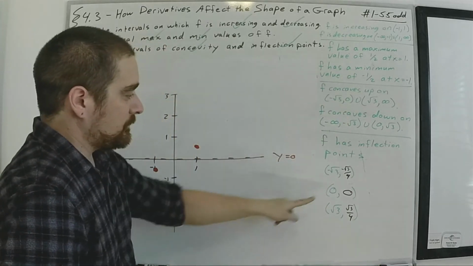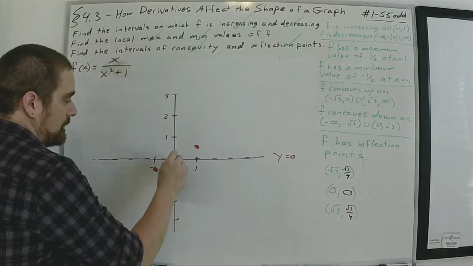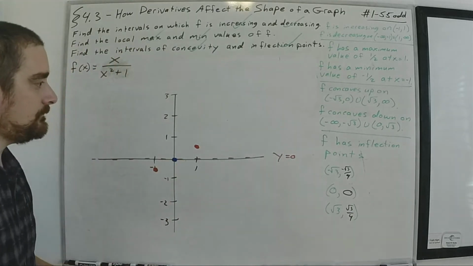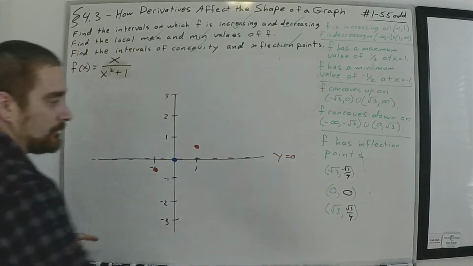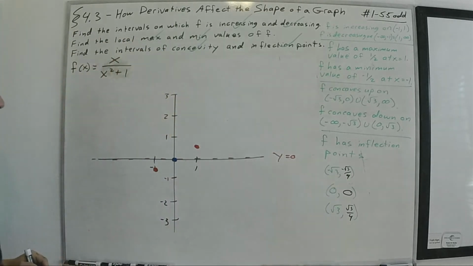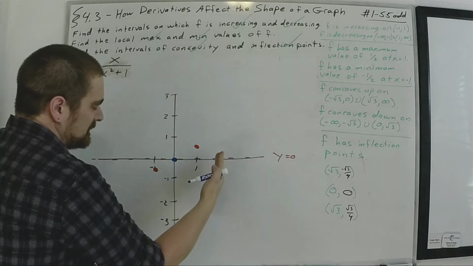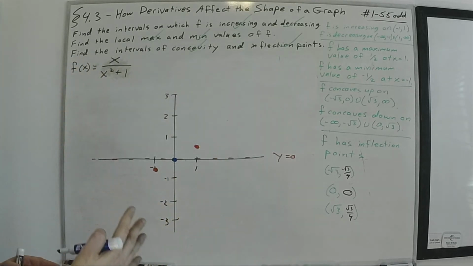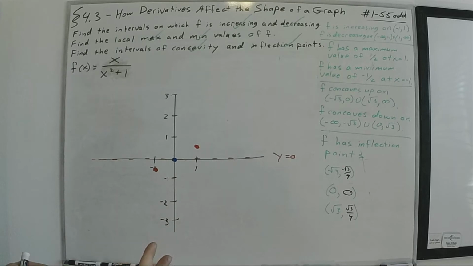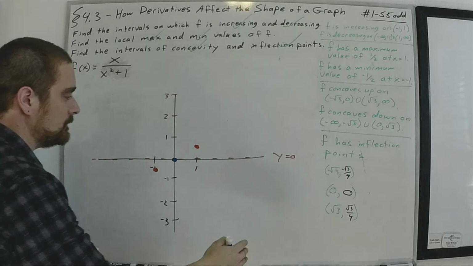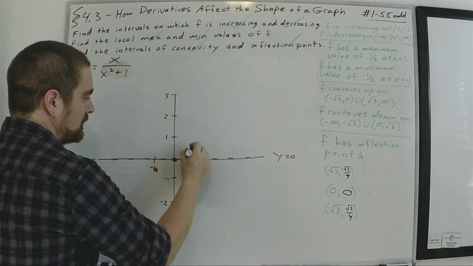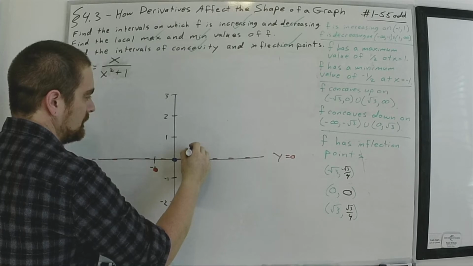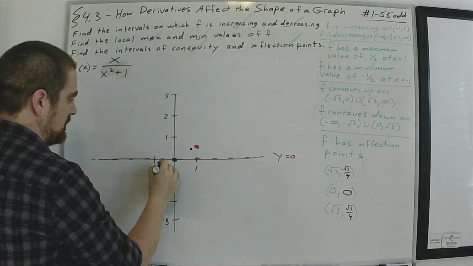This thing has 3 inflection points. One of them's right at the origin. The other one's at negative root 3 over 4. The other one's at root 3 over 4. So root 3, if you look at it, is like 1 point something something, right? Because root 4 is 2. Root 3 is like 1.7 or something like that. So it's pretty close, tucked in right around here.